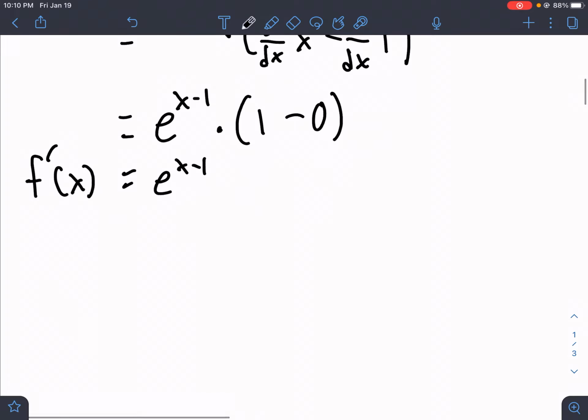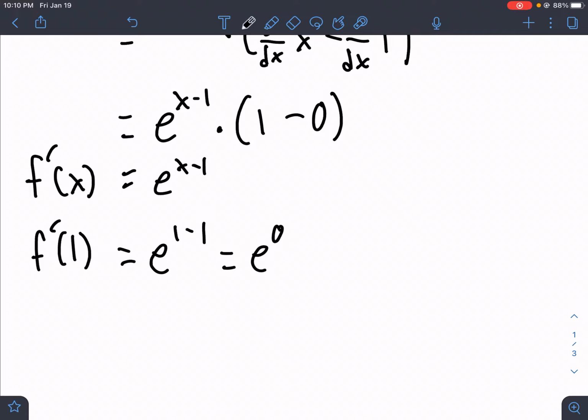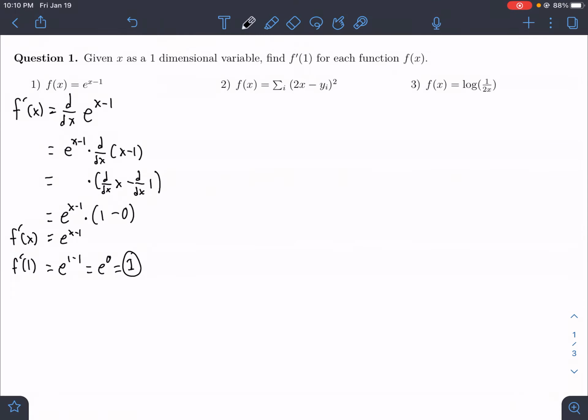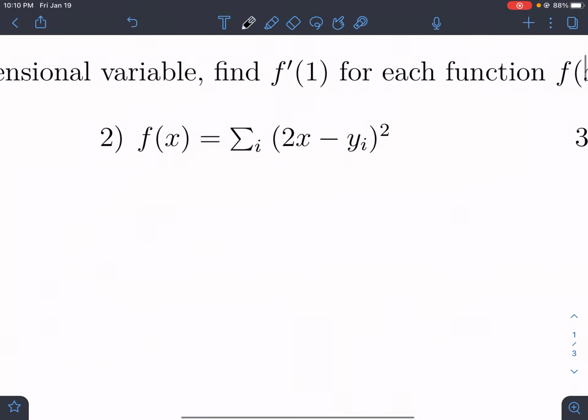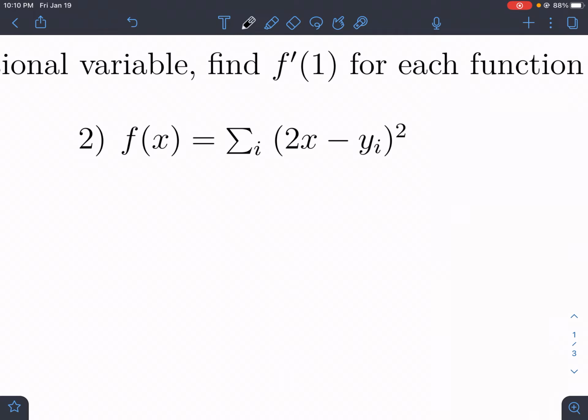Now we need to plug in 1 for x, so f prime of 1 here equals e to the 1 minus 1, which is equivalent to e to the 0, which is just 1. And that's our answer. For part 2, we need to find the derivative of f of x equals the sum for all i of 2x minus yi squared.